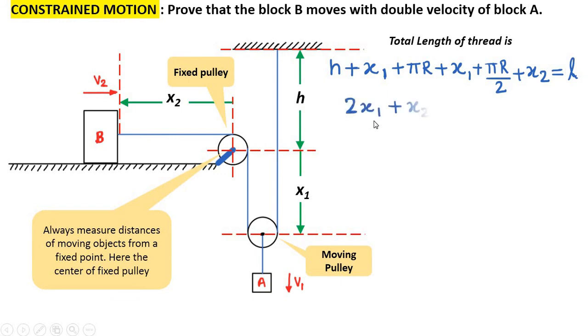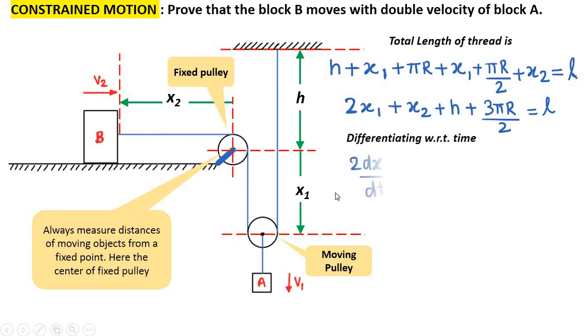Now differentiate this equation with respect to time. We'll get 2 times dx1 by dt plus dx2 by dt plus the differentiation of h, which will be 0 because h is a constant. Differentiation of pi r by 2 plus pi r, which is 3 pi r by 2, is also 0. And differentiation of length L is also equal to 0 because the total length of string is constant.